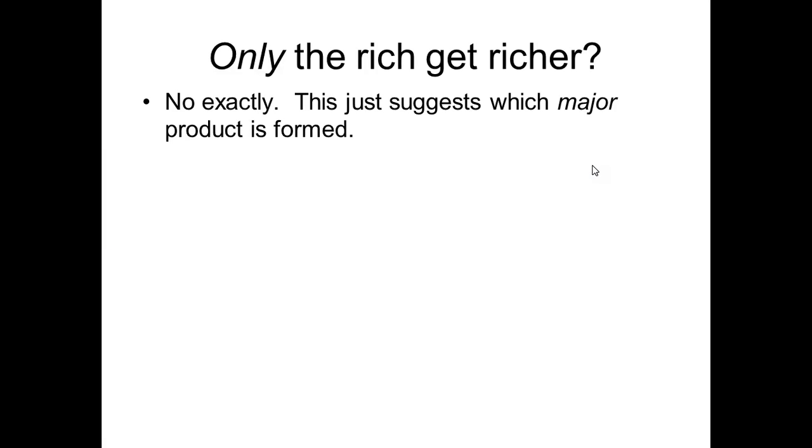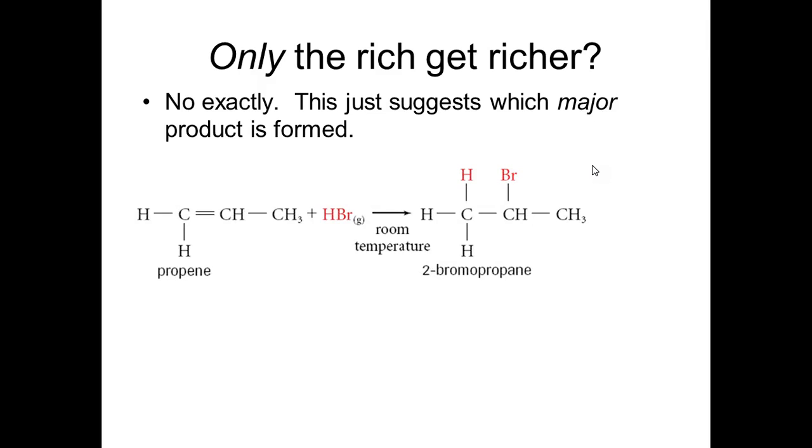Okay. Now, is that the only product that will be produced? Not exactly. If you were to actually do this in the lab, you would get both products present. In other words, all possibilities would occur. It's just that Markovnikov's rule helps you predict which product will be produced as a majority. So for example, with this example, 90% of our products would be 2-bromopropane, and the minority of the products would be the other possibility.